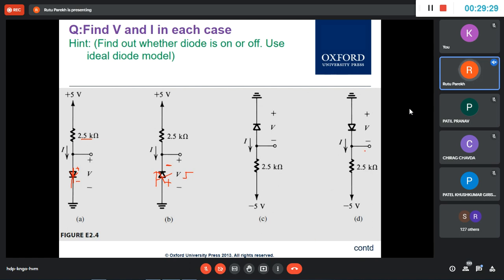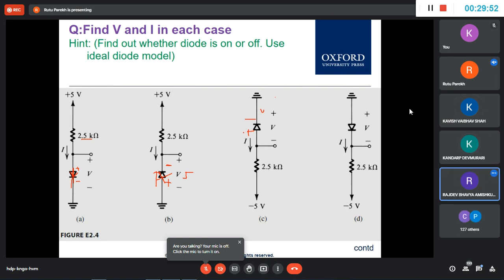What the hell is going on? Now here it is ground, and here it is this. So this is plus, and this is minus. Okay, and now ground is 0. So this is 0 and this is -5. So now is this forward bias or reverse biased? Reverse bias.